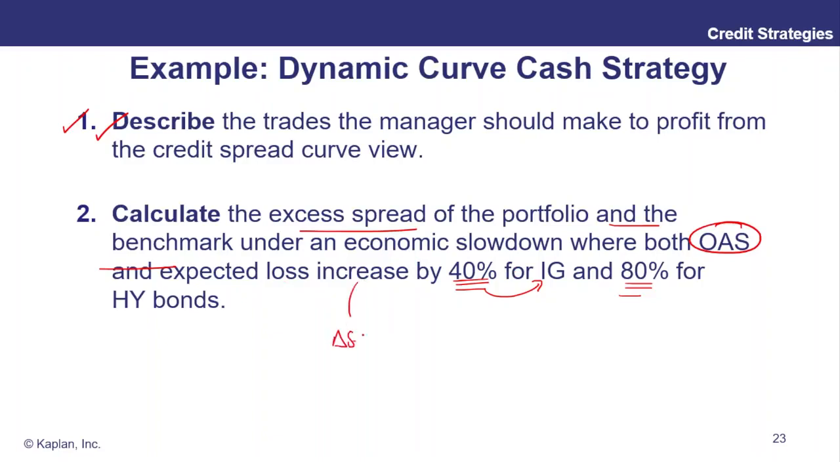So changing spread is going to be 40% for investment grade names and 80% for high yield bonds. That's proportional, not percentage points. We don't expect the spreads to go up by that amount. We expect them proportionately to increase by 0.4 and 0.8.